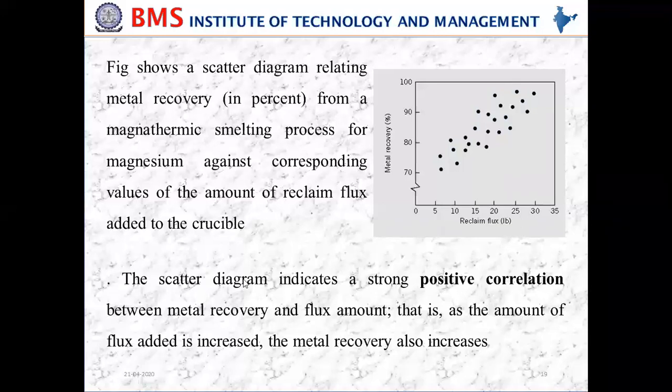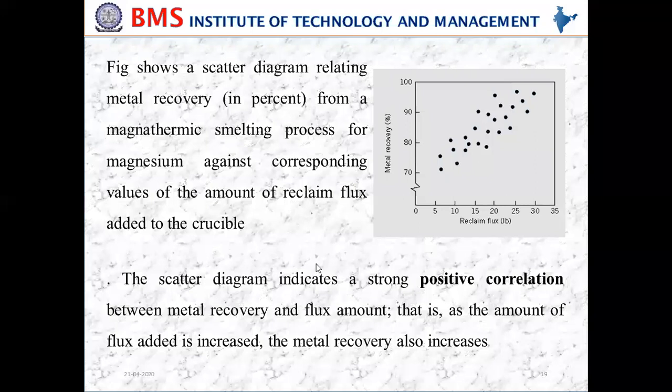The scatter diagram indicates a strong positive relation, meaning as you increase the reclaimed flux, the metal recovery will become high. So this is a positive correlation. An increasing trend is called a positive correlation. If it is in a decreasing trend, where all the dots trend downward, then it is called a negative correlation. So here this represents the positive correlation. This scatter diagram indicates a strong positive correlation between metal recovery and flux amount. That is, as the amount of flux added is increased, the metal recovery also increases.